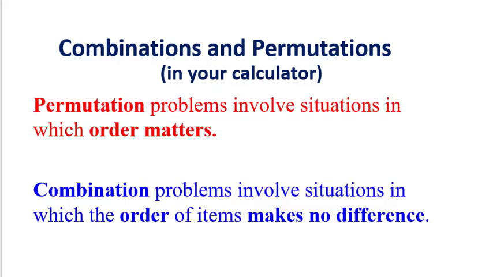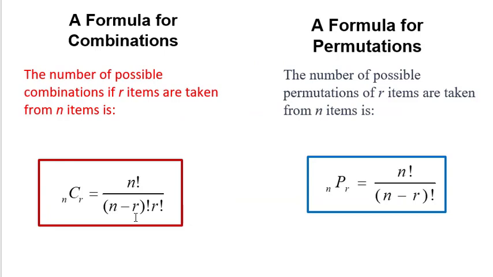In this video, we are going to talk about combinations and permutations and using them in our calculator. Now, just a little review. If I'm working with a permutation, order does matter. In a combination, order does not matter. This is the formula for combination, and this is a formula for permutation.